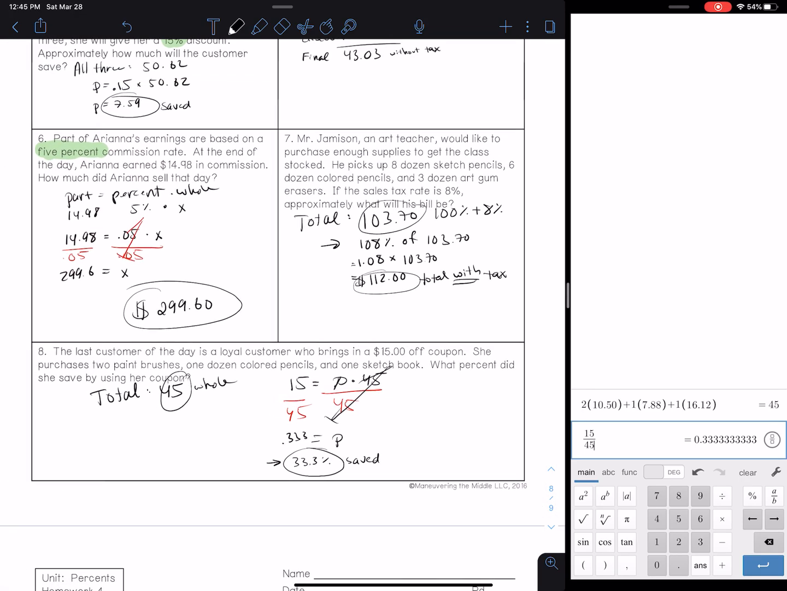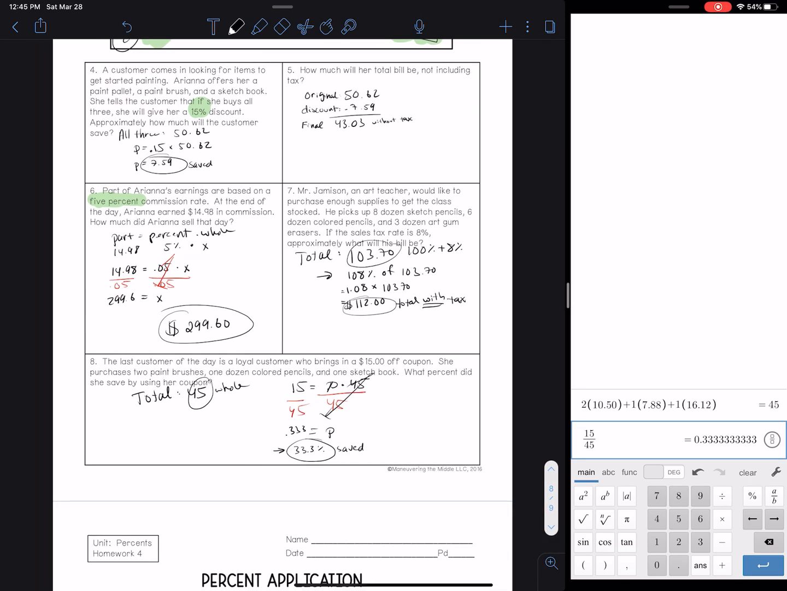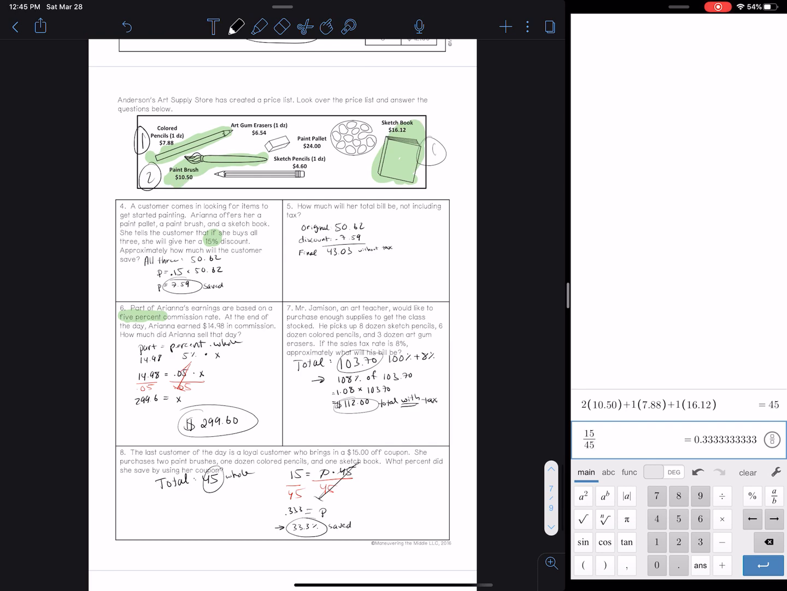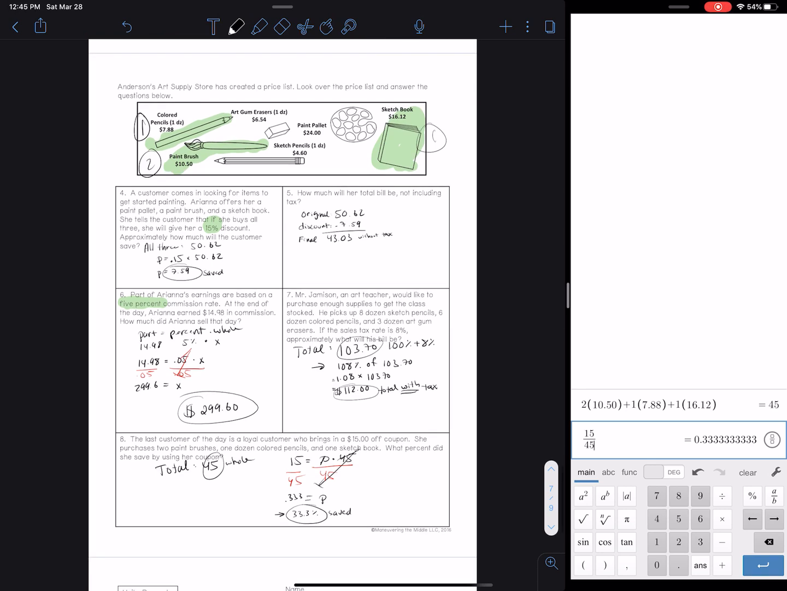Okay, that was number 8. And then that was the back page. So this was the 8th page in the packet. Okay, I'm gonna stop this video and then work on the last one.